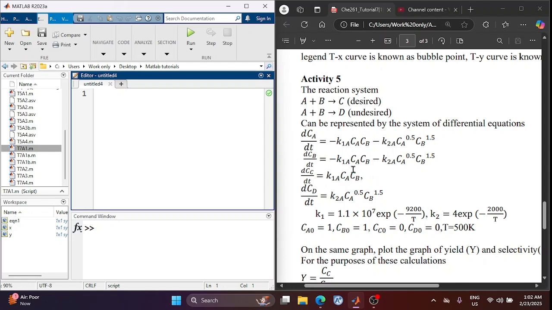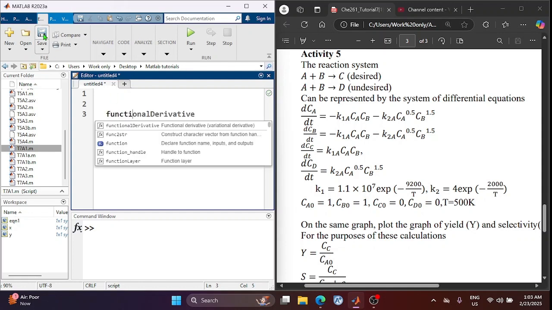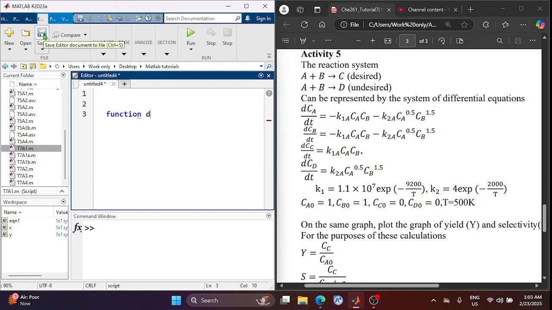So we have the differential equations here, and then we have the constants K1, K2, and then the initial values, and we have the temperature. So we've done something like this before, but we'll still briefly go over it. Now, if you want to solve a differential equation, remember we said we always start by typing out the function. So let's say function dcdt is equal to maybe reaction, right? And then the independent before the dependent, so t comma c.